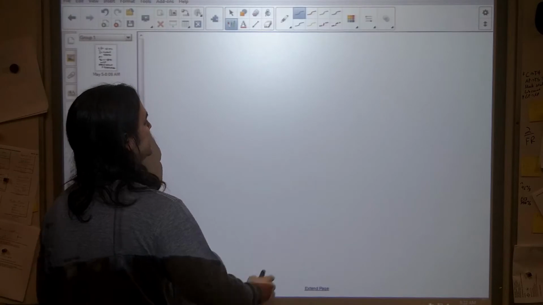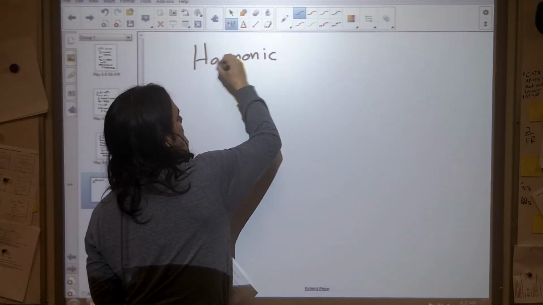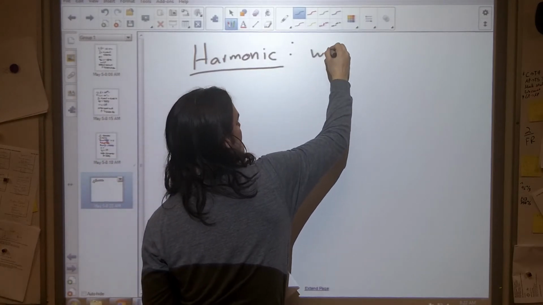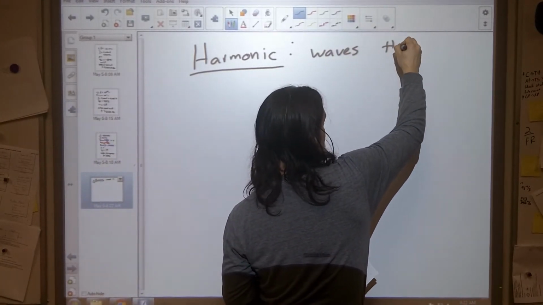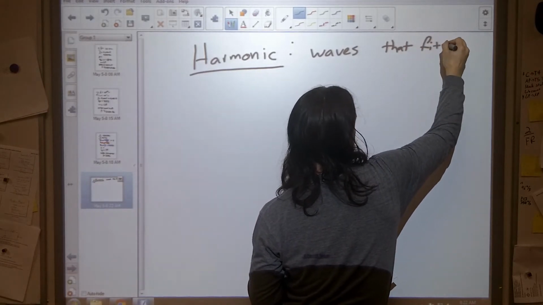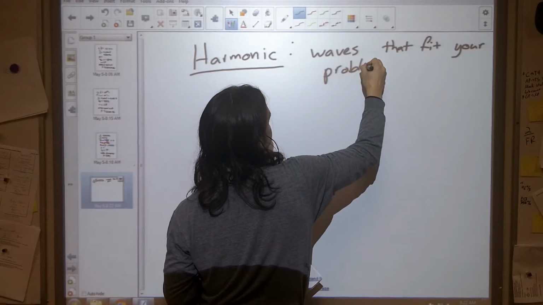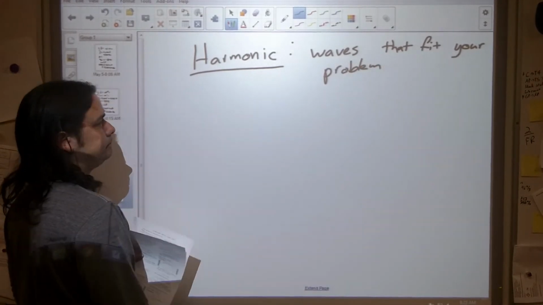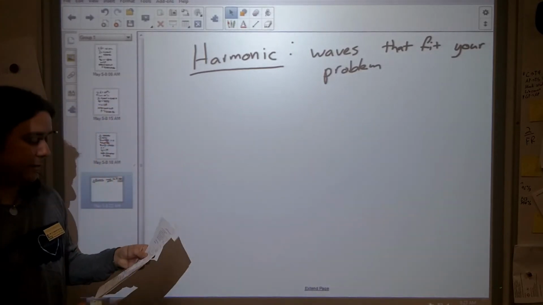Now, we talked about this in class, that harmonics deal with the waves, or parts of waves, that fit your problem. All right. So the first harmonic is actually going to be the first wave that fits.